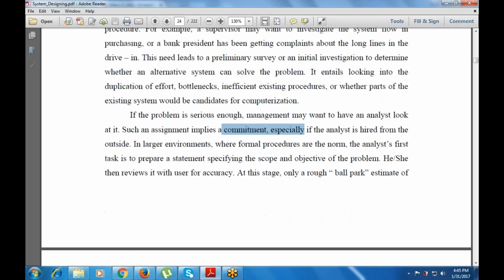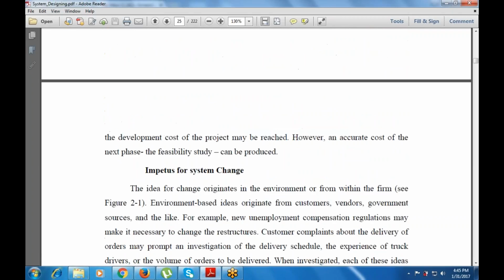Only a rough ballpark estimate of the development cost of the project may be reached at this point. However, for an accurate cost of the next phase, we use the feasibility study that can be produced.